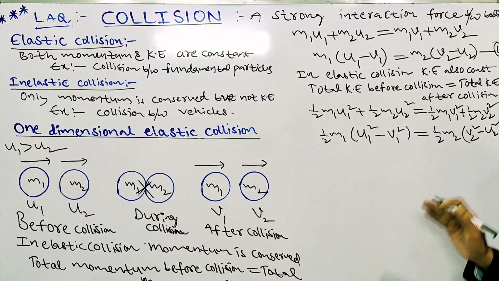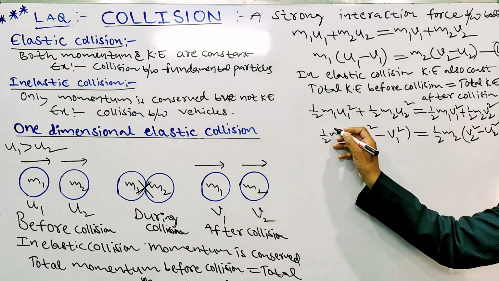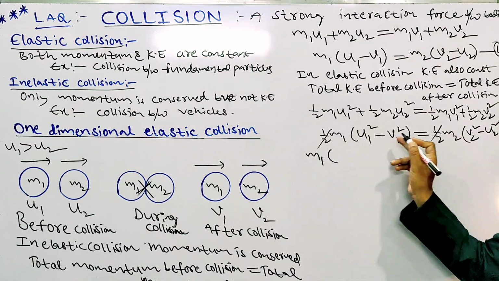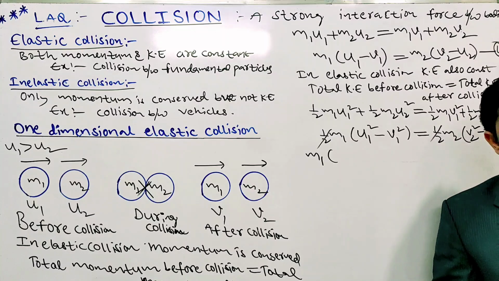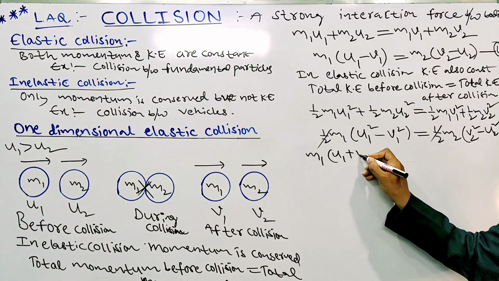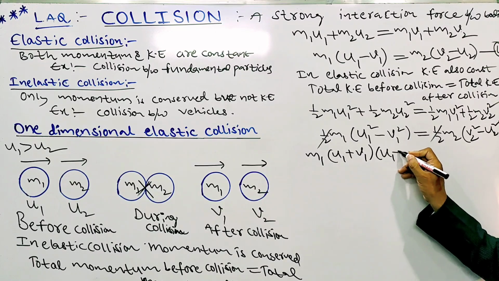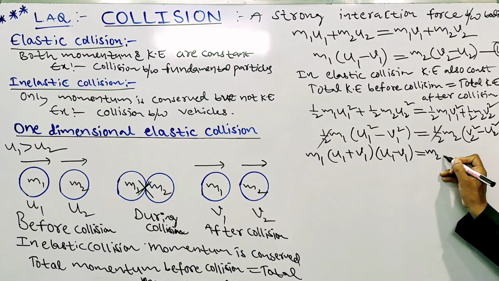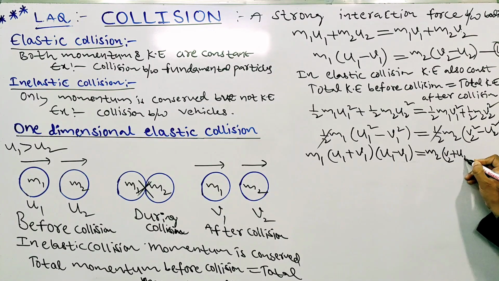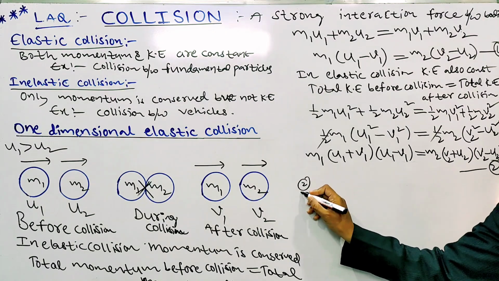This minus u2 square I am sending to that side. Here half gets cancelled. m1 into (u1 square minus v1 square). This is like a square minus b square type. So what is the formula? a square minus b square is (a plus b) into (a minus b). So m1 (u1 plus v1)(u1 minus v1) is equal to m2 into, here also same, a square minus b square, (v2 plus u2)(v2 minus u2). This is equation 2.